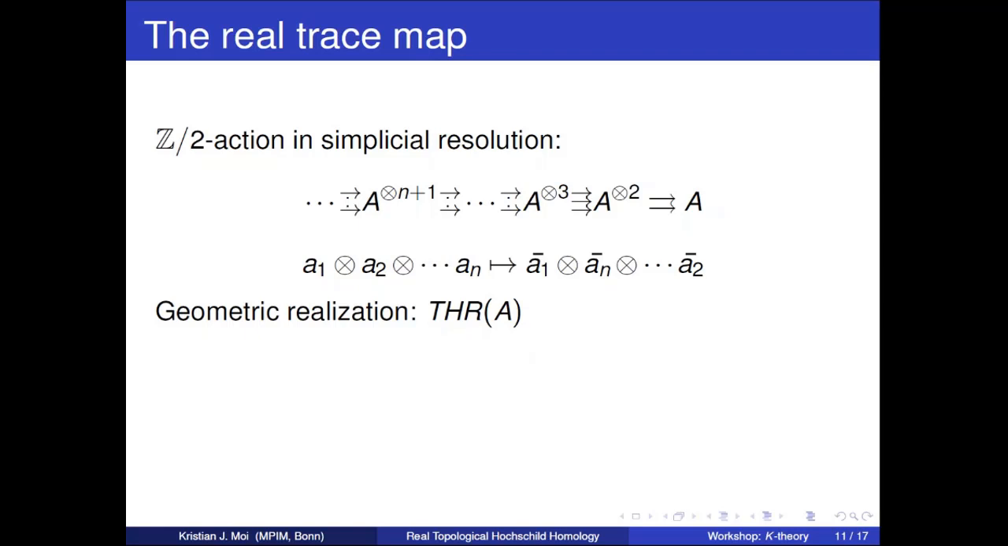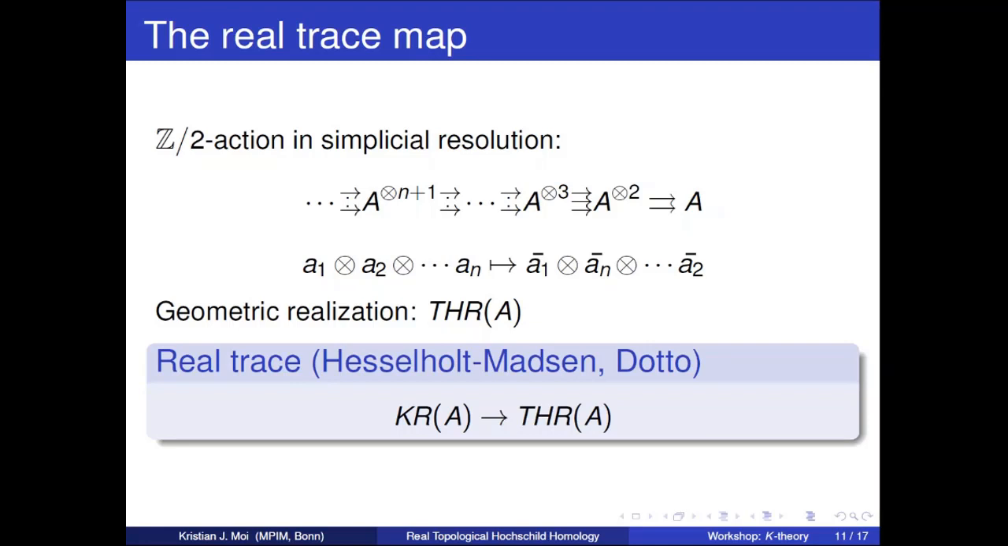Okay. So if you're good at thinking about simplicial identities, you can see that this map actually is not simplicial. The map is not simplicial, but it's enough to get an action of Z/2 on the geometric realization. Or you can take a subdivision of the simplicial object, and then it will actually be simplicial. That's another way to say it. Okay.